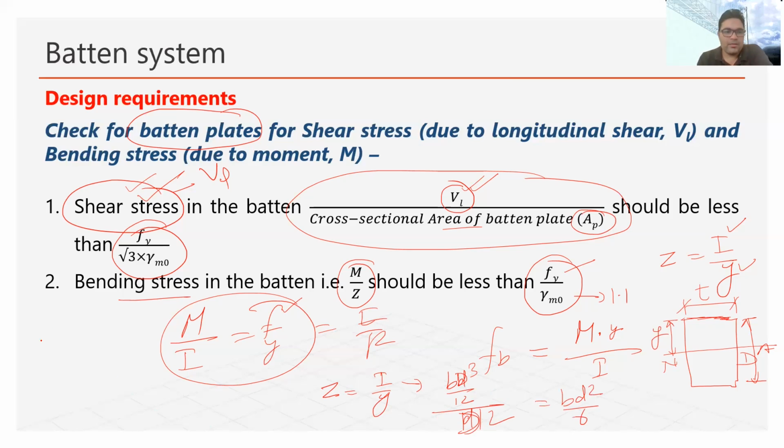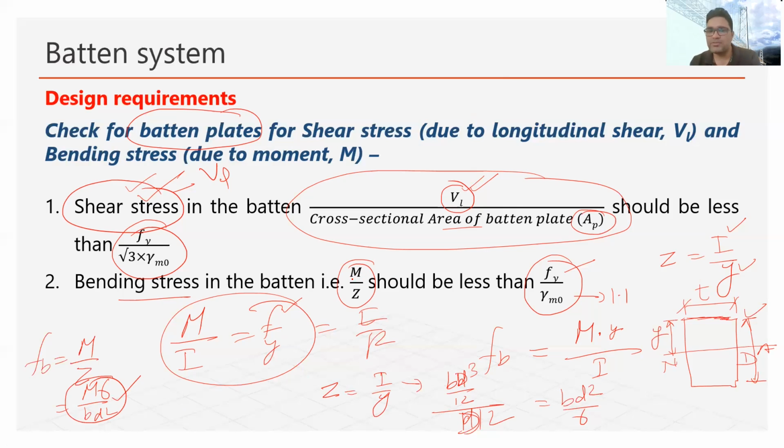So now FB is equal to M by Z, and I can write it as M by BD square by 6. The 6 will go up, so it becomes M into 6. So 6M by BD square becomes the bending stress for a rectangular section. In our case, most of the time the batten plate that we will be using will be rectangular in shape, which means it will have a proper thickness and depth. So this is how we find the bending stress.